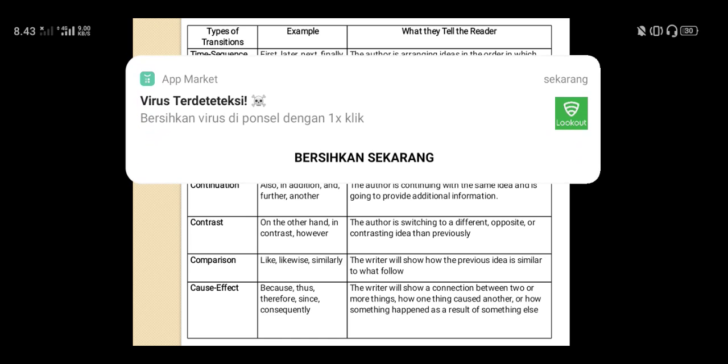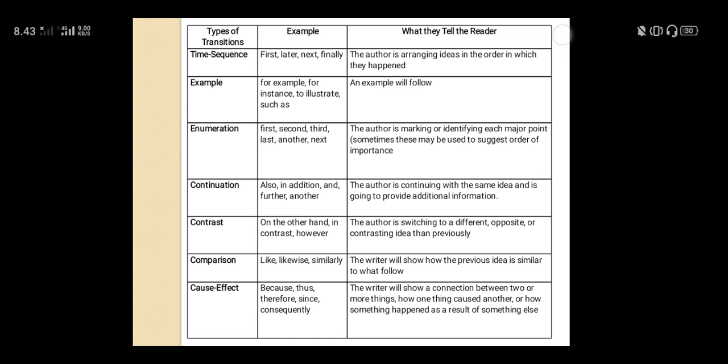And the counterpart of contrast is comparison. Comparison, likewise, similarly: the writer will show how the previous idea is similar to what follows. So it is different from contrast. Contrast is a contrasting idea, but comparison is similar to what follows.